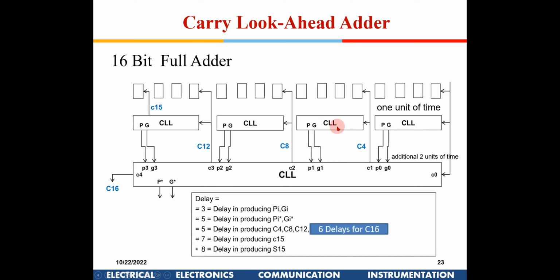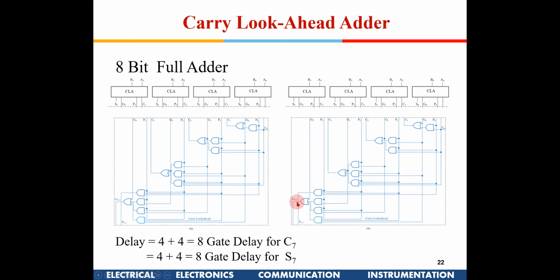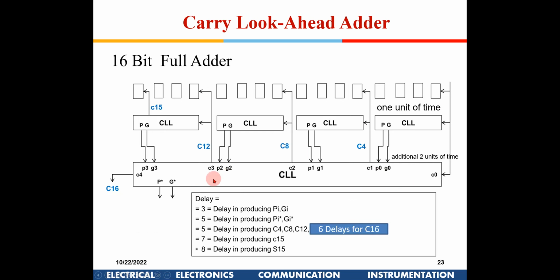This block is shown big, but it is exactly the same block, the same block, just shown big out here. This is also 2 gate delays, so this will take additional 2 gate delays. So C4, C8 and C12 will take additional 2 gate delays. So there will be 5 gate delays in producing them. Now this P and G has come after 5 gate delays.